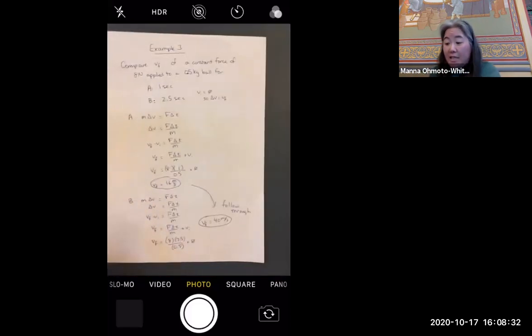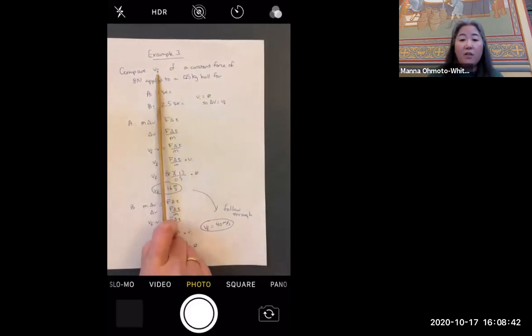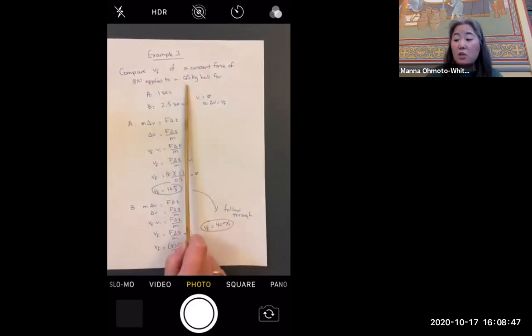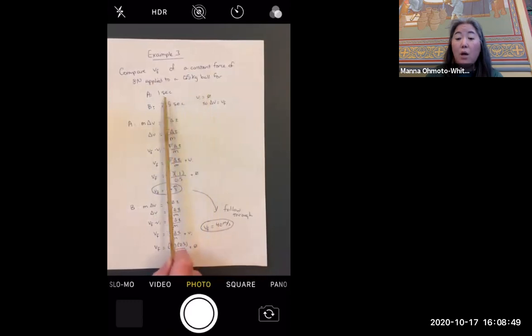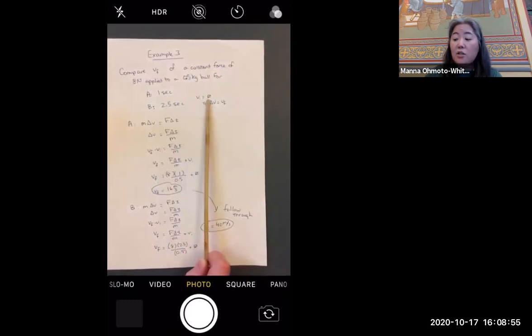The final example is if I'm looking at the opposite. So I'm looking at the impulse and I want to see how much my momentum can change. So this is comparing final velocities. If a constant force of 8 newtons is applied to a 0.5 kilogram ball for 1 second or 2.5 seconds. Now in both cases, we are assuming that the ball is at rest, and I just want to see how fast it is after I've applied that force.